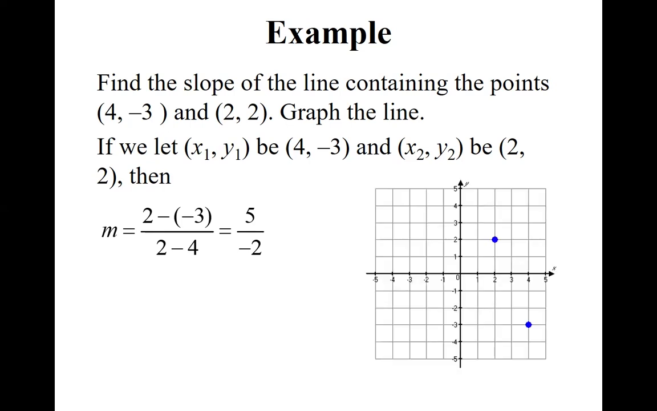Plot those 2 points, 4, negative 3, 2, 2. Draw the line through it. Notice that this one from left to right goes downward. Negative slopes, like negative 5 halves, go downward from left to right.